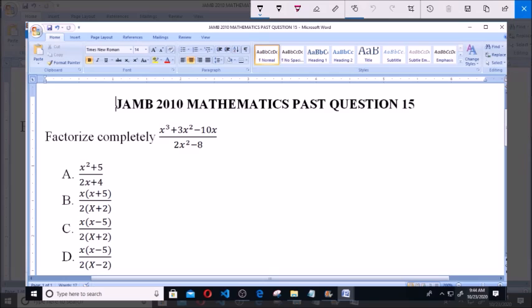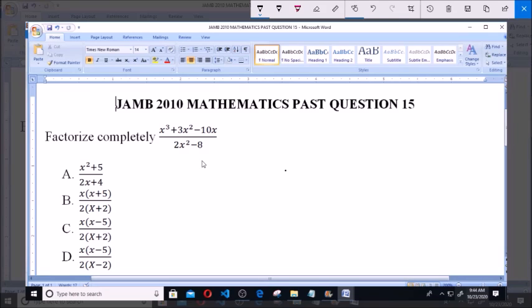I'll be answering JAMB 2010 Mathematics Past Question 15. Factorize completely x cubed plus 3x squared minus 10x all over 2x squared minus 8. Now the options are A, x squared plus 5 all over 2x plus 4, B, x into x plus 5 all over 2 into x plus 2, C, x into x minus 5 all over 2 into x plus 2, D, x into x minus 5 all over 2 into x minus 2.